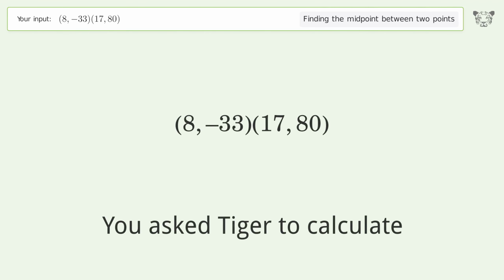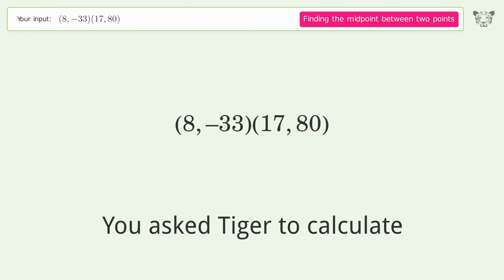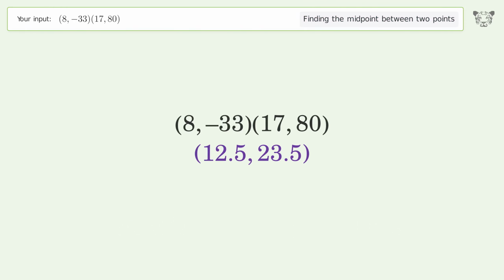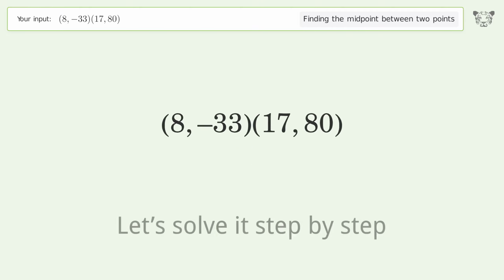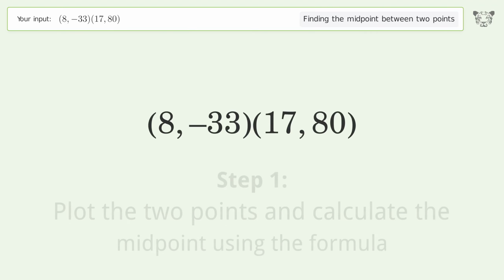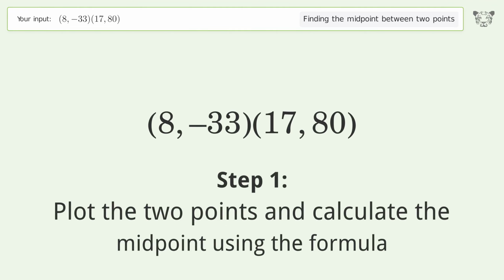You ask Tiger to calculate. This deals with finding the midpoint between 2 points. The midpoint between the 2 points is 12.5, 23.5. Let's solve it step by step. Plot the 2 points and calculate the midpoint using the formula.